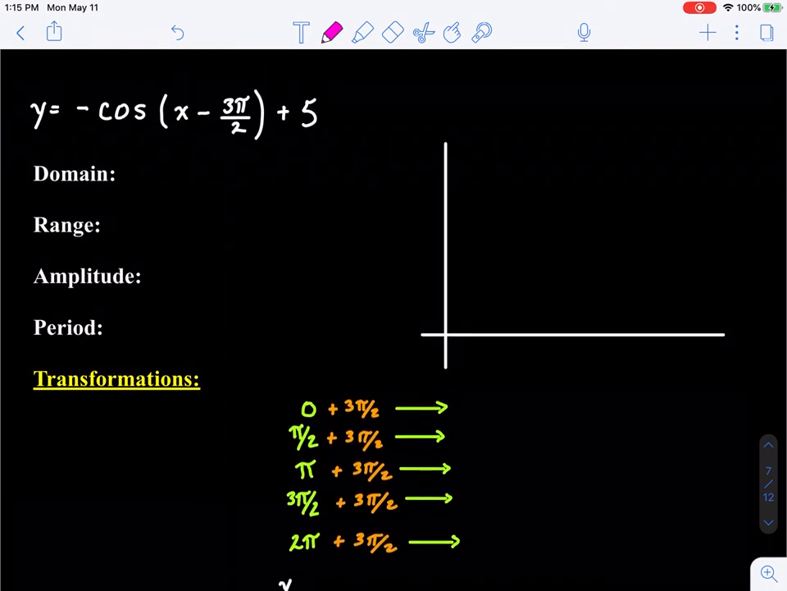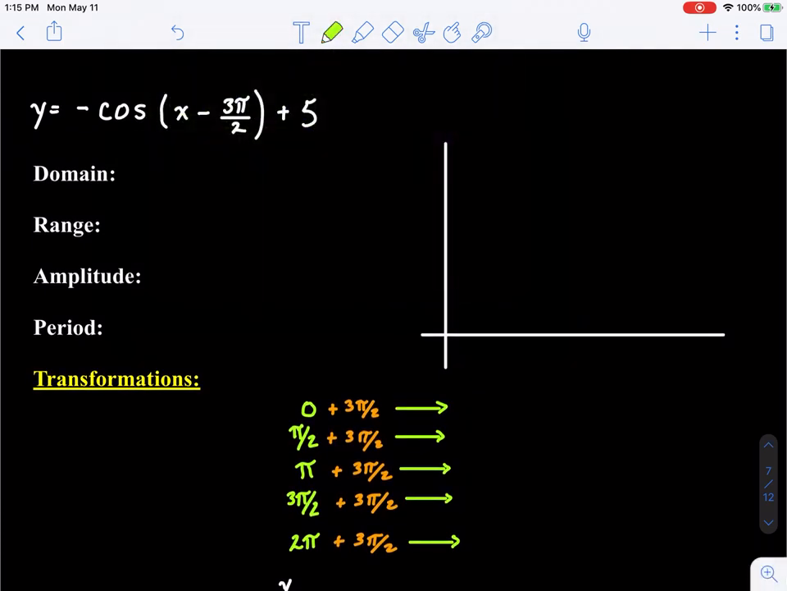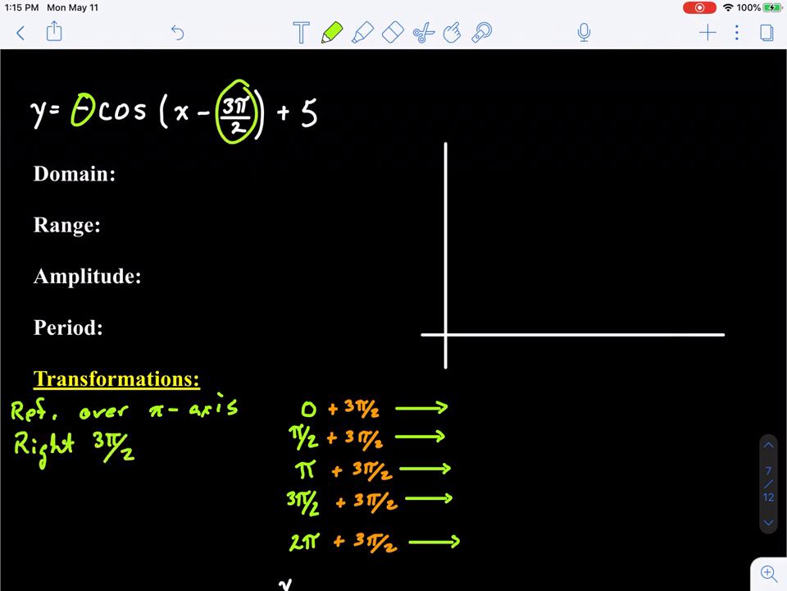All right, the next one here, we have the negative, which is a reflection over the x-axis. We have this, which is right 3 pi over 2. And then we have this, which is up 5 units. So that tells us our central axis, we're going to have to go up 5 units. So I'm just going to say this is 5 right here, and let's draw a central axis here.